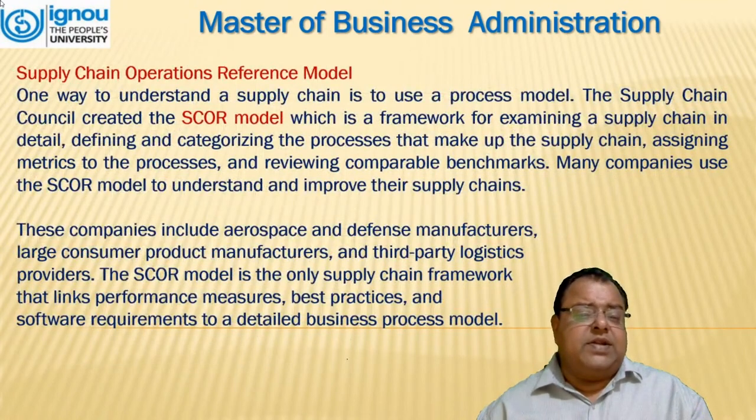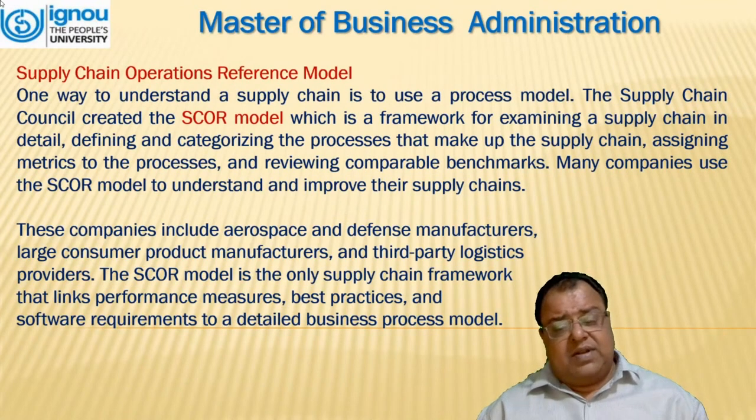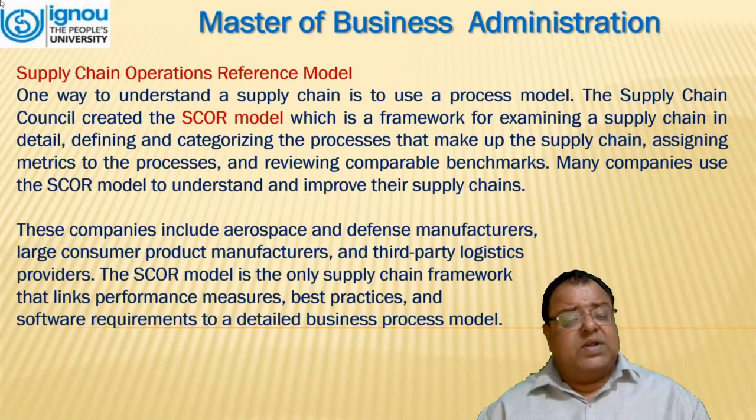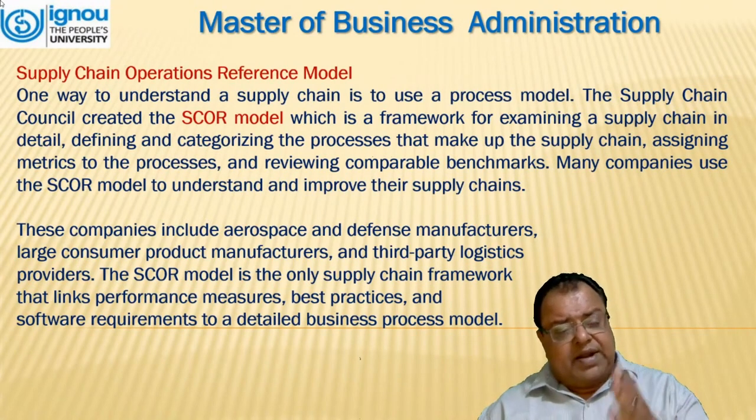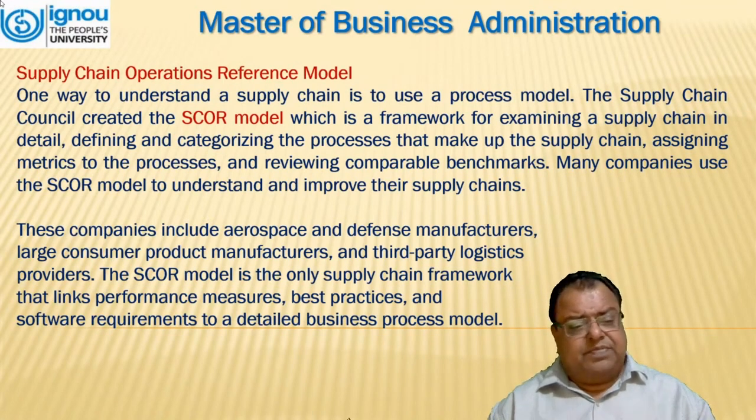Supply chain operation reference model, SCOR. One way to understand a supply chain is to use a process model. The Supply Chain Council created the SCOR model, which is a framework for examining a supply chain in detail, defining and categorizing processes that make up the supply chain, assigning metrics to the processes, and reviewing comparable benchmarks. Many companies use the SCOR model to understand and improve their supply chains.